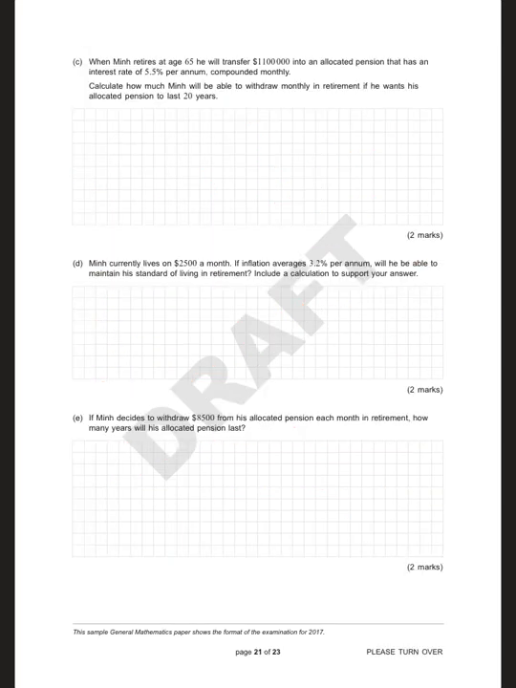We're almost done. When Min retires at age 65, he's going to transfer that 1,100,000 into a pension with a rate of 5.5% per annum, compounding monthly. How much is he going to withdraw monthly if he wants his pension to last 20 years? Sounds like he wants to live it up for the last 20 years of his life. So, alright, apps, finance, 20 years times by, he's doing it monthly now, so it's going to be 240. The rate is 5.5. PV.